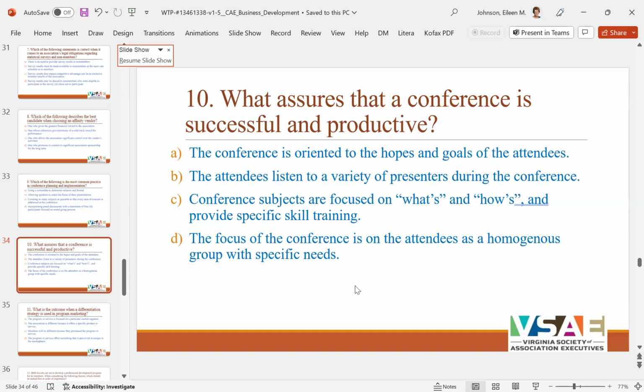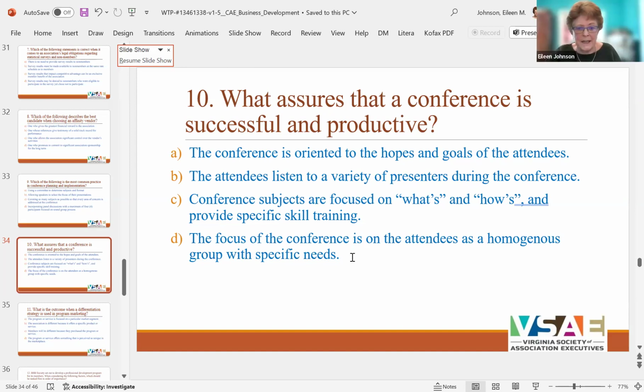Again, I'm gonna go with D. Hopes and goals feels a little too broad. Again, any particular conference might not have as much of a variety as, I don't know what variety means. Again, it just seems like a broad term. And again, maybe I'm just wearing my own hat a little bit too much, but conference subjects being focused on what, hows, and provide specific skill training. I mean, all our conferences don't necessarily provide specific skills training. So I thought it was more D because it's more focused on that group of attendees' needs or specific interests.